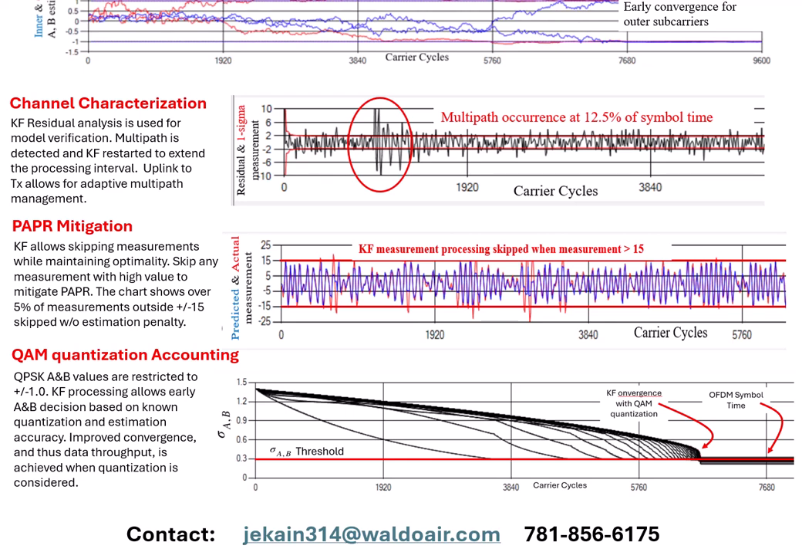The pane to the right shows the symbol time improvement from performing this early A-B assignment step. As the outer symbol pairs are dropped from estimation, their neighbor inner subcarriers will become the outermost subcarriers, thus accelerating their convergence. The faster convergence will result in improved throughput.